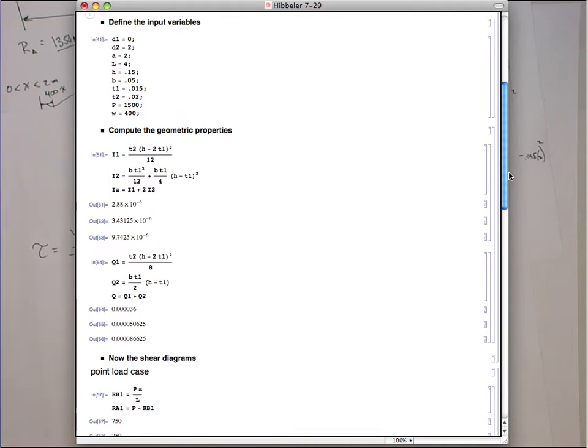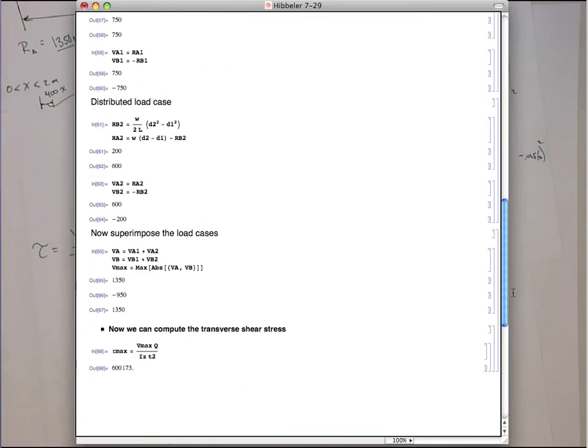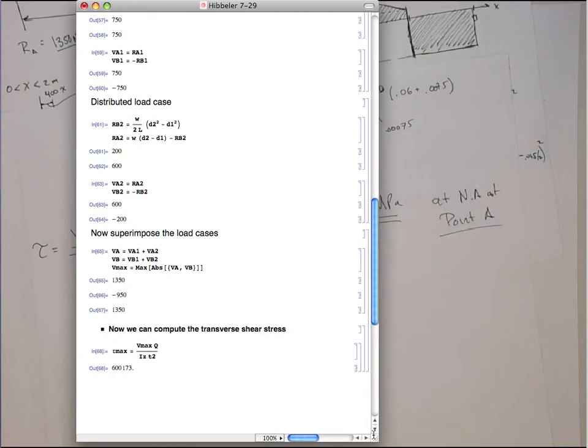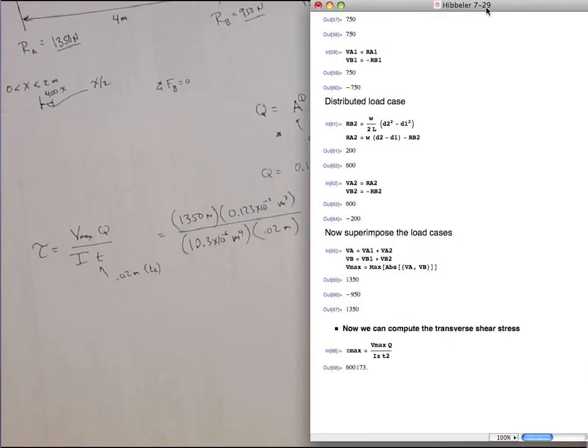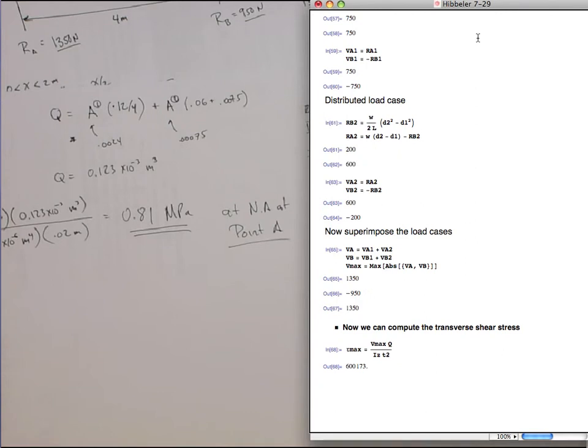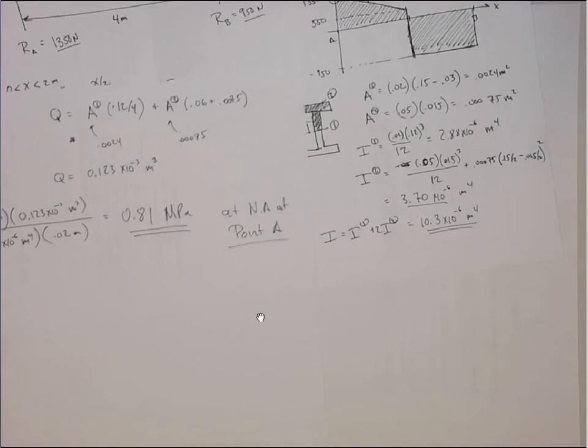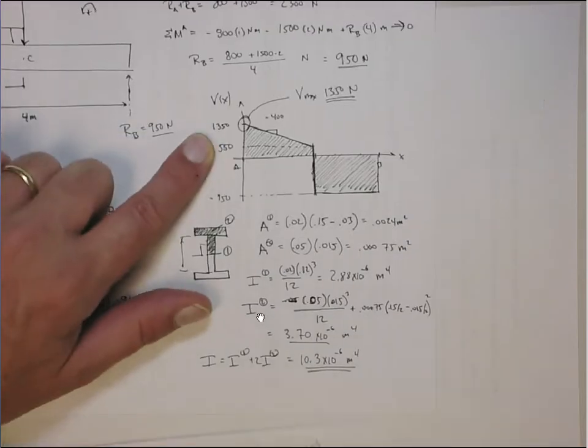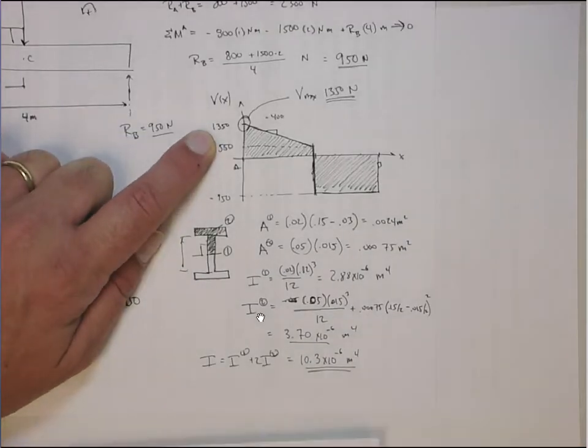So the final answer is wrong, right? This tau max is wrong. We got an inconsistency. Let's make this a little smaller. I don't think I really need this wide of a notebook. Here I'm saying the answer is 0.8, and here I got 0.6. Okay, well let's check some of the major components. Let's first check the Vmax. Do I get the same Vmax? When I did it by hand here, I got a Vmax of 1350.